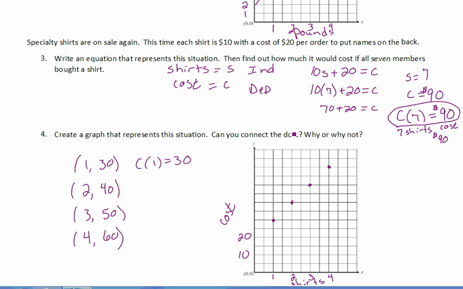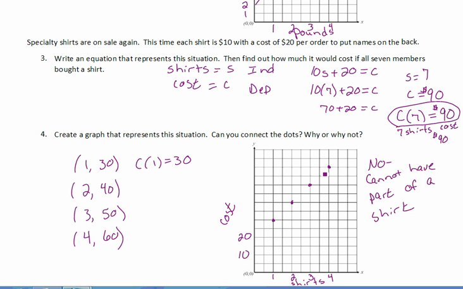Can we connect these dots? Why or why not? Well, let's look at what we're dealing with, shirts. This value right here means that we have 1.5 shirts. Can I buy half a shirt? It's not considered a tank top, so no, we can't. So question, can we connect these dots? No. And we're going to say cannot have half or part of a shirt. I'm not going to put half, I'm going to say part. Cannot have part of a shirt. This is what's called a discrete function because I cannot connect the dots.